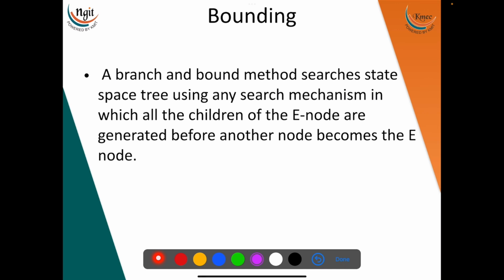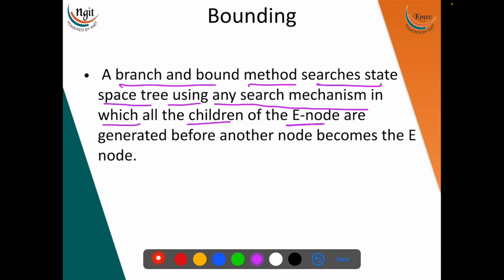What is bounding? A branch and bound method searches the state space tree using any search mechanism in which all the children of the E node are generated before another node becomes the E node. This E node means the node being explored, exploration of a node. Now we'll see some example to understand this problem. And we assume that each answer node X has a cost C of X.